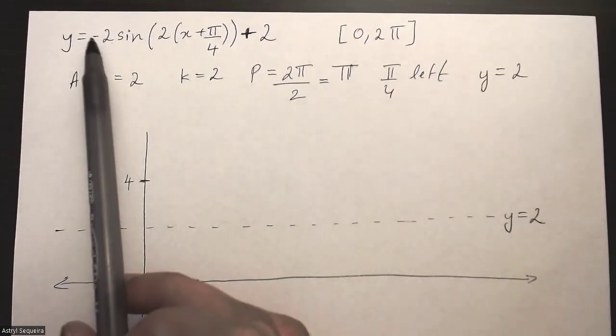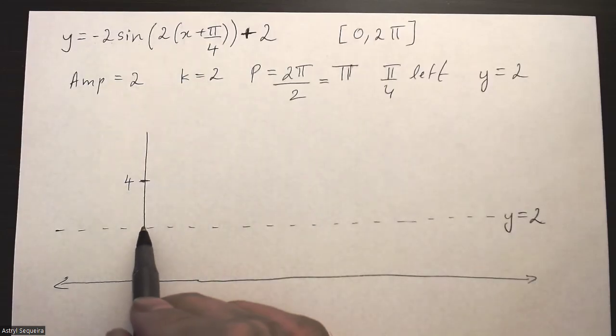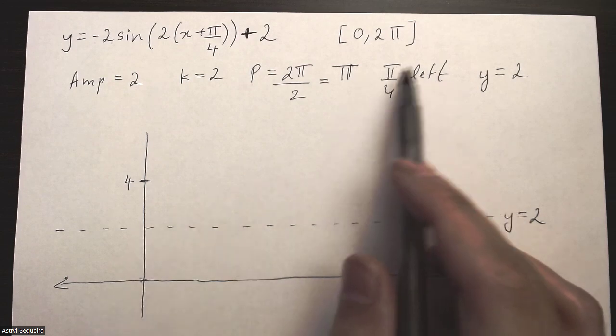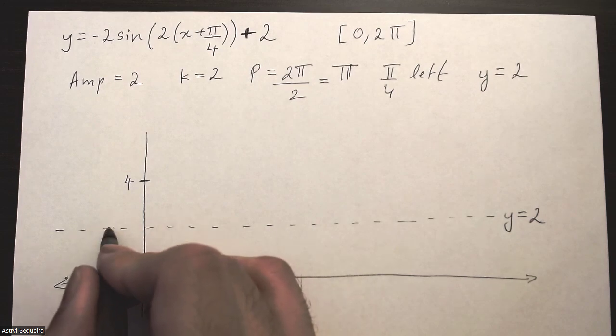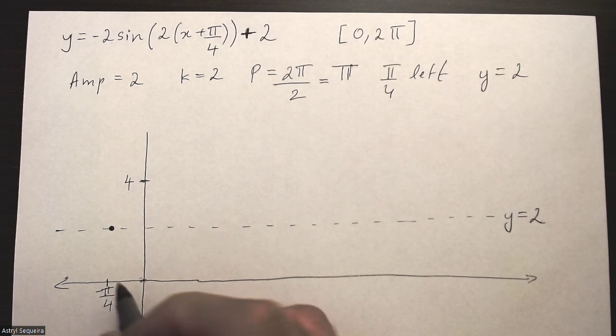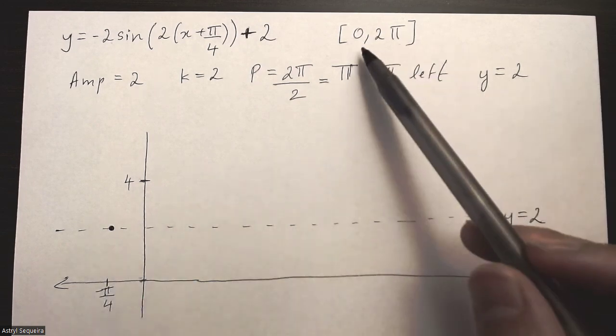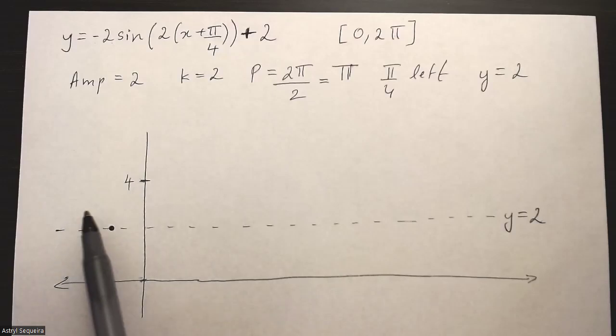Now, I know that this is a negative sine wave, and a negative sine wave normally starts on the axis, but it's shifted pi over 4 units to the left. So the first point on this graph is going to be negative pi over 4 and 0. Now, this won't actually be part of the graph because our graph is between 0 and 2 pi, but we need this point to figure out the rest of our points.